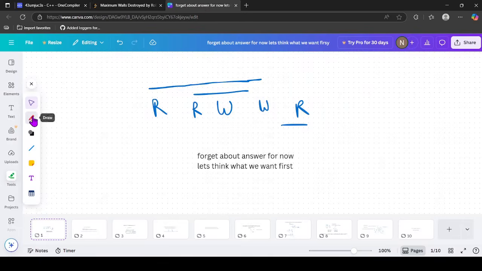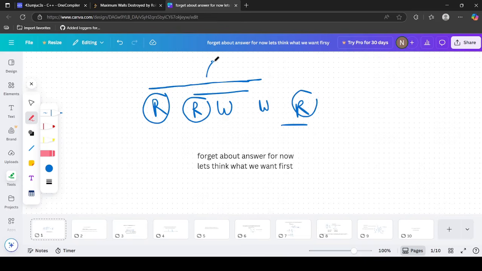So for now, let's forget about the answer and think about what is really required for the question, and then we can think of the answer once we have all the things we want. Firstly, we have different robots and different walls, and the distance indicates the maximum distance the bullet can travel when it fires in either direction, right or left. In this example, let's assume this is the final configuration of robots, walls and distances.